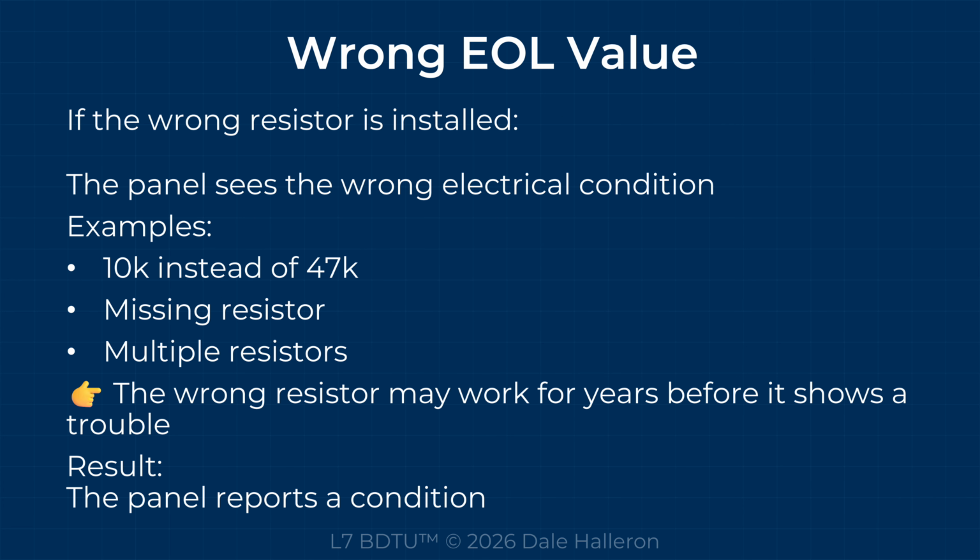Wrong end-of-line value. If the wrong resistor is installed, the panel sees the wrong electrical condition. Example: a 10,000 ohm resistor instead of a 47,000 ohm resistor, a missing resistor, or multiple resistors. The wrong resistor may work for years before it shows the trouble. Result: the panel reports a condition, which is normally trouble.